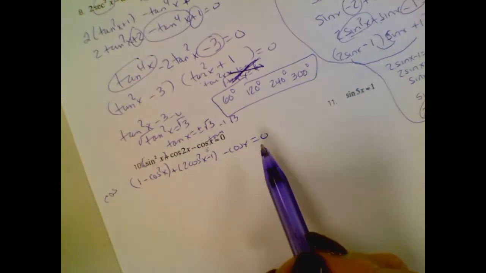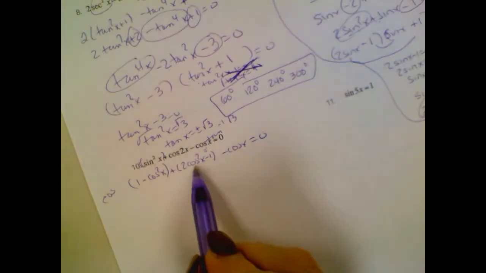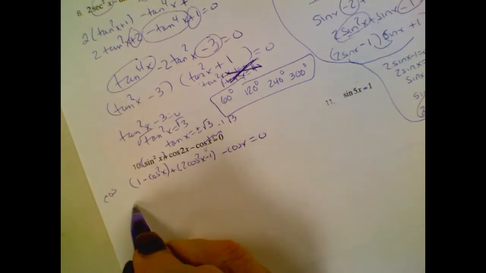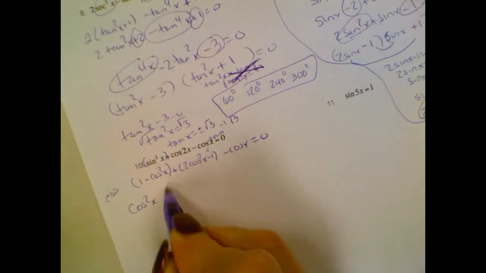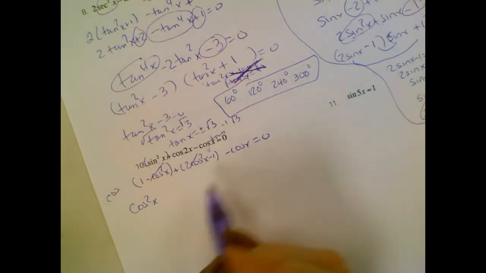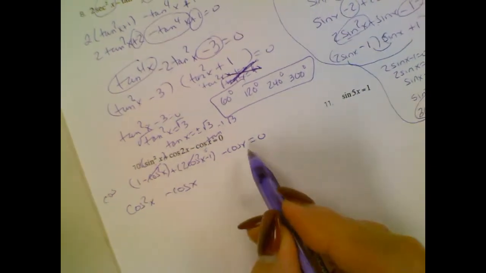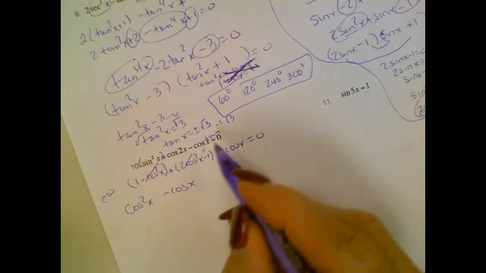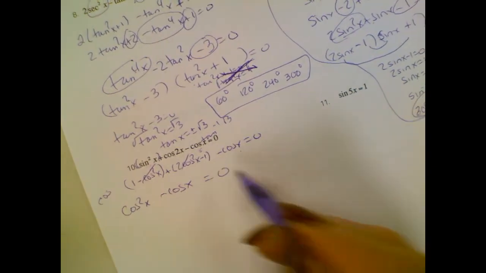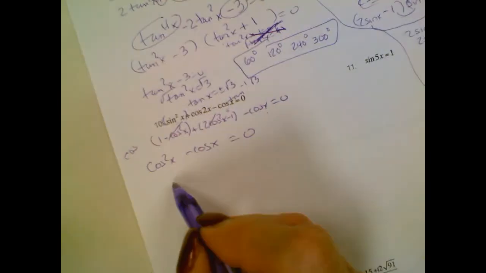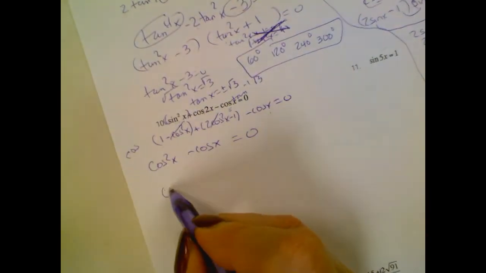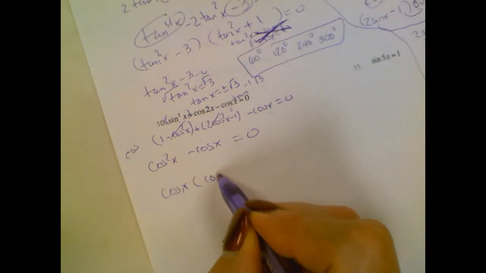Now what you have to do is just add like terms. So you have a 2 cosine squared and a negative cosine squared, which is a 1 cosine squared x. So these are done. Then I have negative cosine x next. And then I have 1 and negative 1, and these cancel. So this is all you have left if you add like terms. This is not a trinomial, so you don't have to factor it like we did on the other 2. This is a GCF problem.